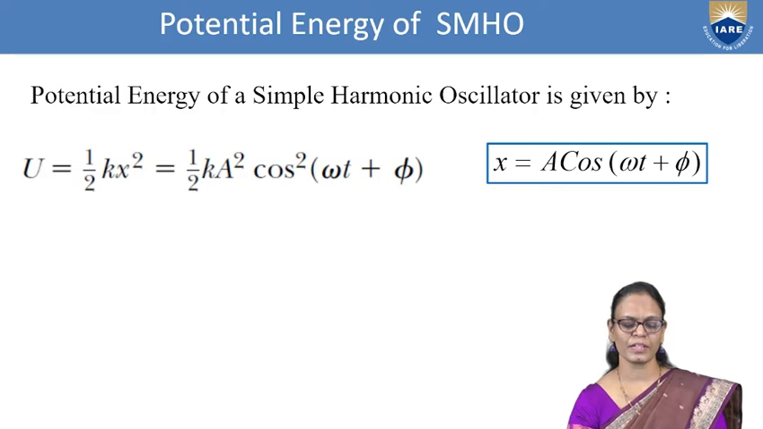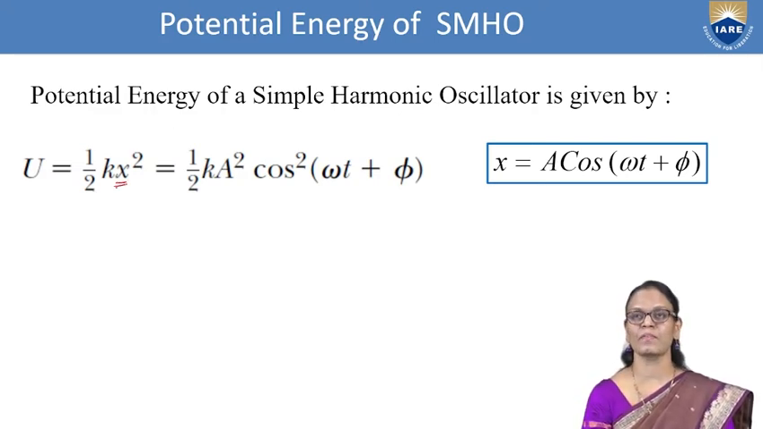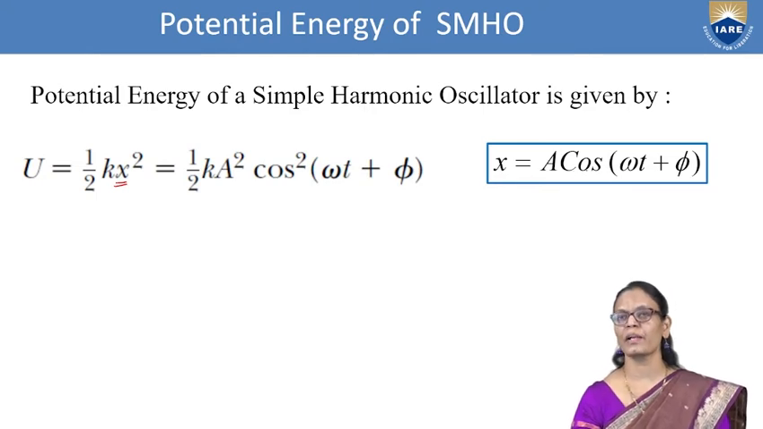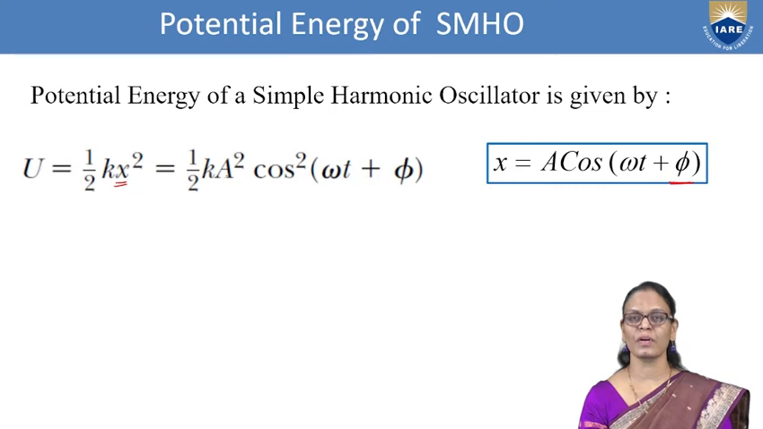And how do you write it? For a simple harmonic oscillator, we know the displacement is given by x = a cos(ωt + φ). If you substitute here, you have ½ka² cos²(ωt + φ). This is the expression for potential energy.